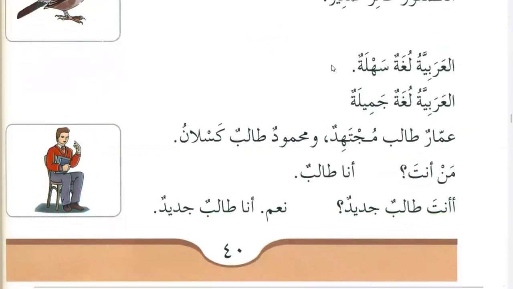Al-Arabiyyatu lughatun sahla. Al-Arabiyya, that is Arabic. Arabic is an easy language. Al-Arabiyyatu lughatun jamila. Arabic is a beautiful language. Ammar talibun mujtahid. Ammar is a hardworking student. Mahmoud talibun kaslan. And Mahmoud is a lazy student.